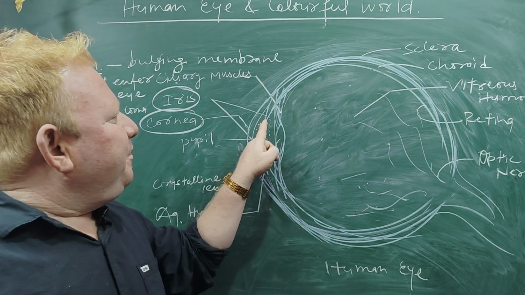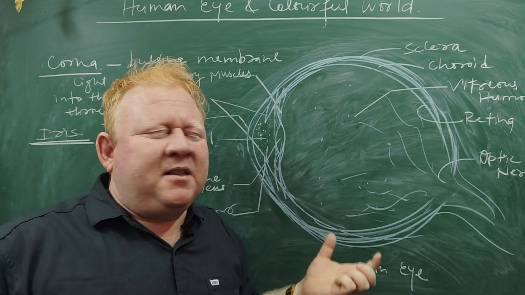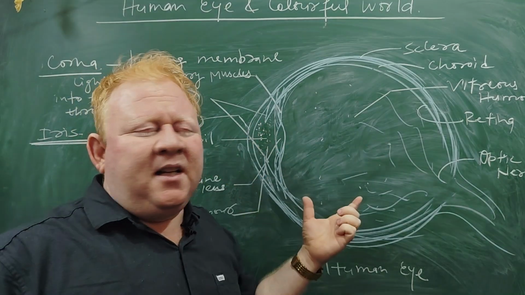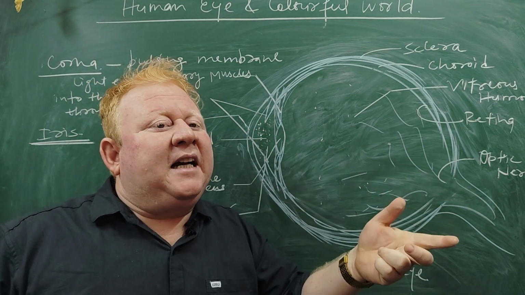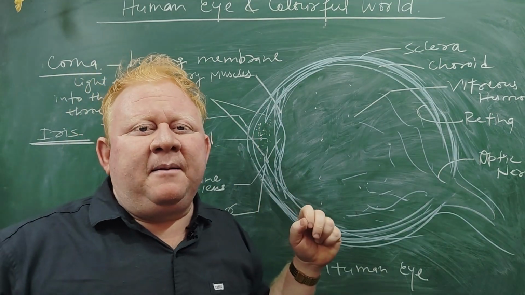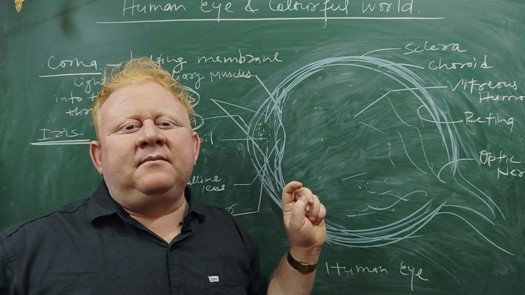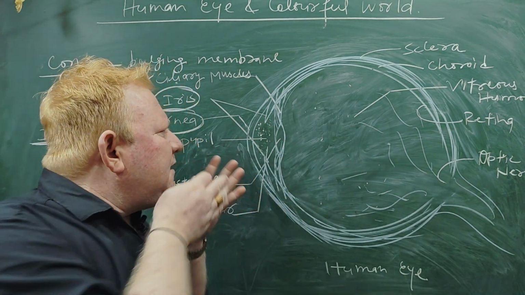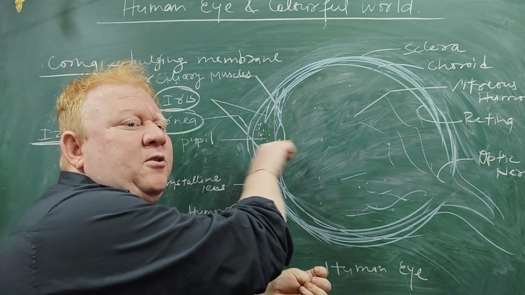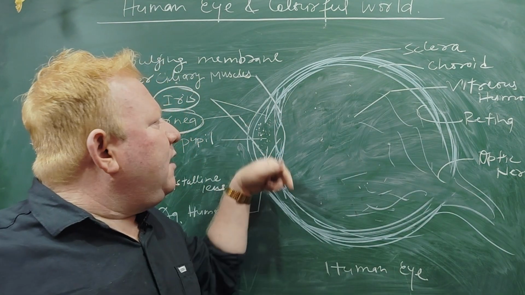Okay, so this iris has muscles. It is a muscular part, of course, and it is filled with colored pigment. The color of the eye is decided by this colored pigment only. And let me tell you, this iris is actually a circular diaphragm with a central hole, and this hole is called pupil. So this iris is actually a circular diaphragm.